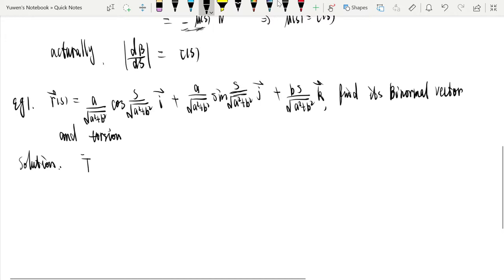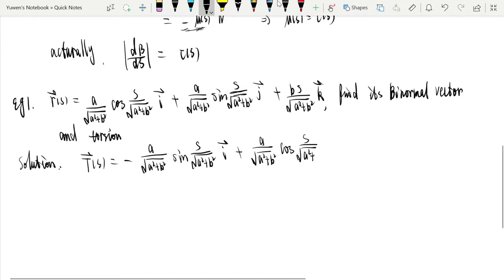So we know that the T_s is negative A over square root A squared plus B squared sine s over square root A squared plus B squared i, plus A over square root A squared plus B squared cosine s over square root A squared plus B squared j, plus B over square root A squared plus B squared k.